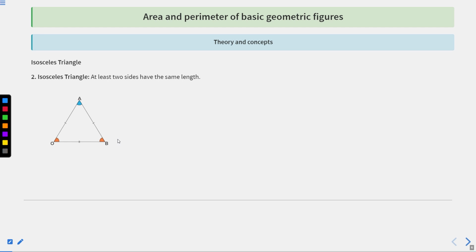What is an isosceles triangle? An isosceles triangle is a triangle in which at least two sides have the same length. A triangle has three sides, so I am demanding that at least two of them are the same. All three can be the same, and then also it will be an isosceles triangle. But if at least two of them are the same, then I will say it is an isosceles triangle. If you see clearly, we have a single dash on both of these sides to represent that these two sides are equal, and two dashes here represent that it's not the same as the OA and AB sides.